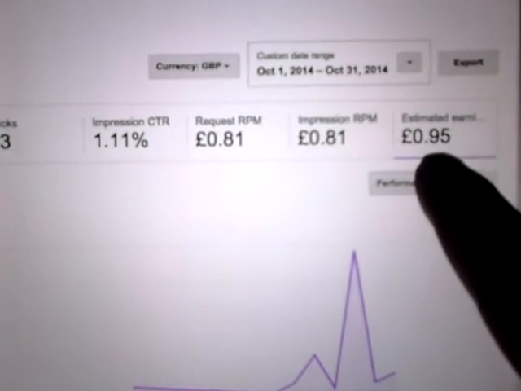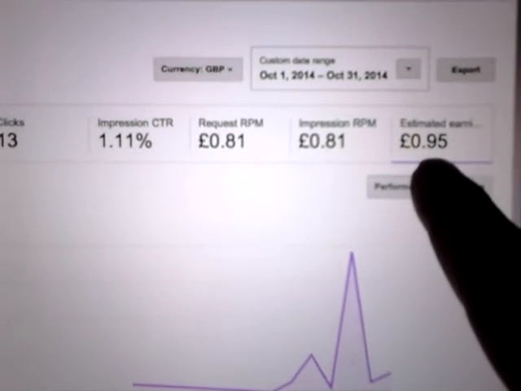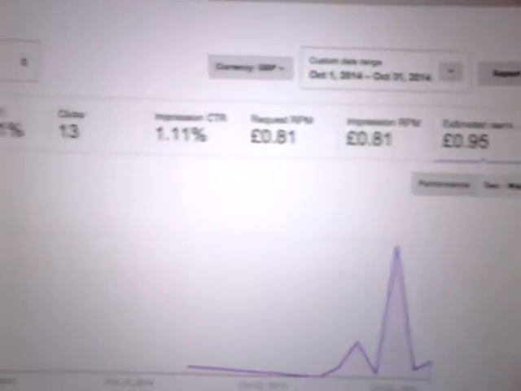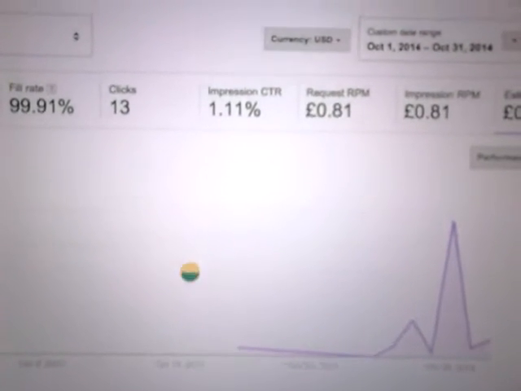So the revenue was really low, 95 pence, that's actually in pounds. I'm going to convert this to USD so it's the same currency. Sorry guys, I didn't realize that before.